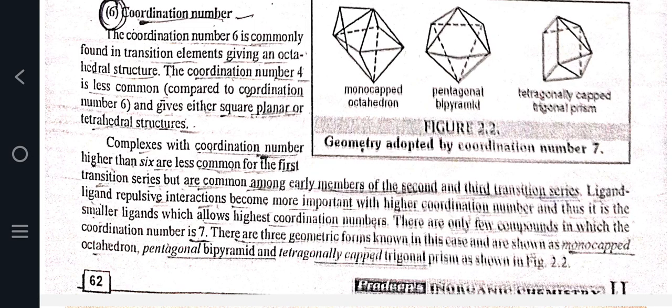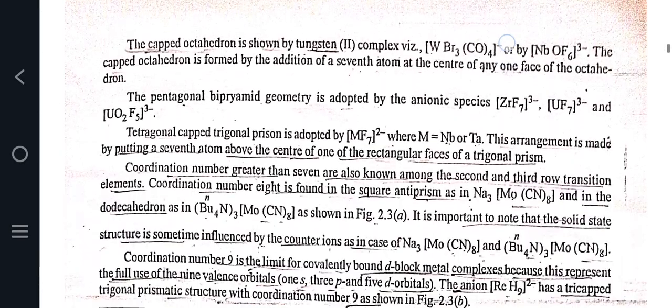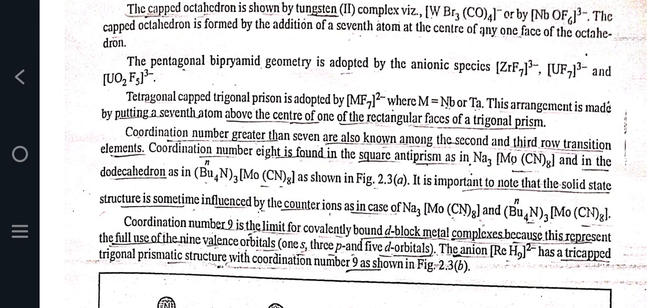There are only a few compounds in which the coordination number is 7. There are three geometric forms known in this case, shown as monocapped octahedron, pentagonal bipyramid, and tetragonally capped trigonal prism, as shown in figure 2.2. The capped octahedron is shown by the tungsten(II) complex, such as [WBr3(CO)4]−, or by [NbOF6]3−.